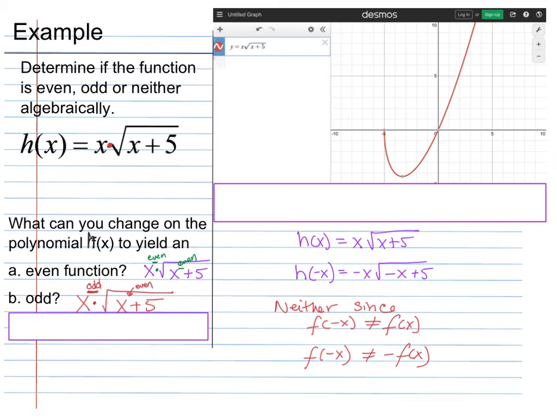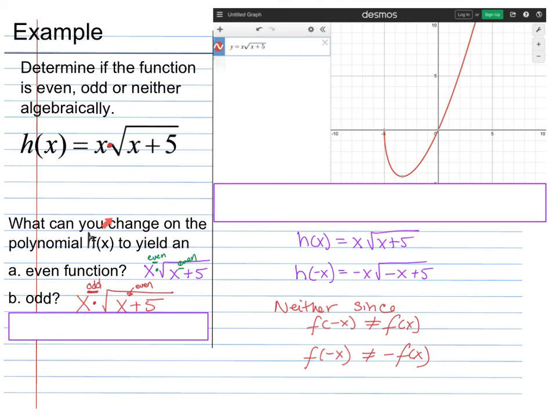So this is graphically. Algebraically, if we substitute the negative x into our original equation, we get a negative x there and we get a negative in here. We cannot factor a negative out from a square root. So that means that it's neither, since when we substitute the negative x into our original equation, we don't get our original function, so it is not even. And also, if we substitute our negative x into our function, we can't factor out a negative from this term, so it's also not odd.